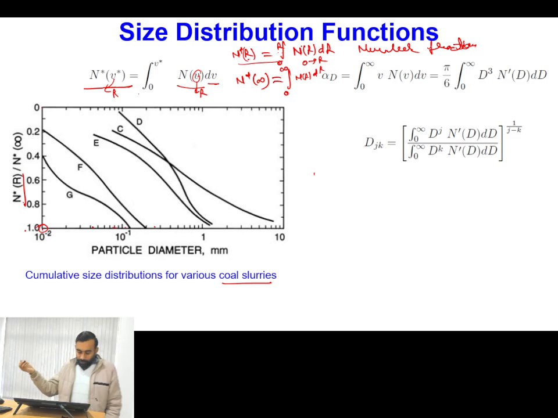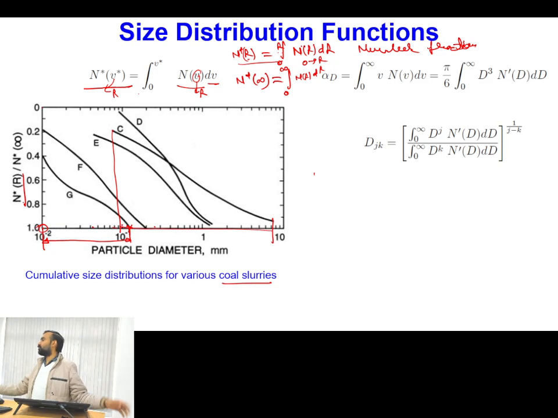And for a particular type of slurry where the fraction becomes 1, you can say that the sizes present in that slurry are only within this range. Whereas the sizes present in this C slurry are within this larger range, because beyond this range the fraction is almost becoming 0. Is this point clear? Are all able to interpret this graph that I have discussed?